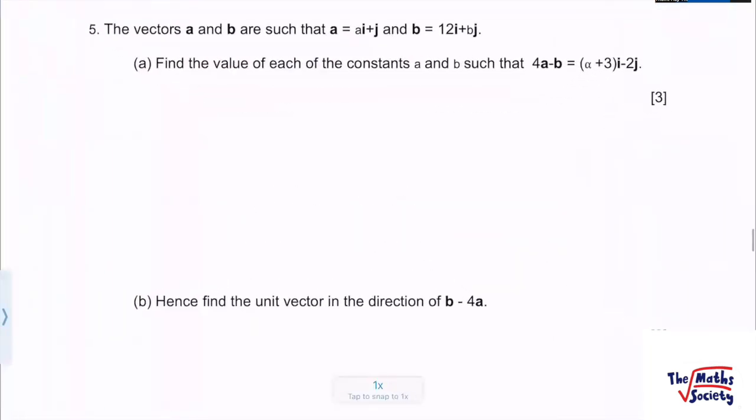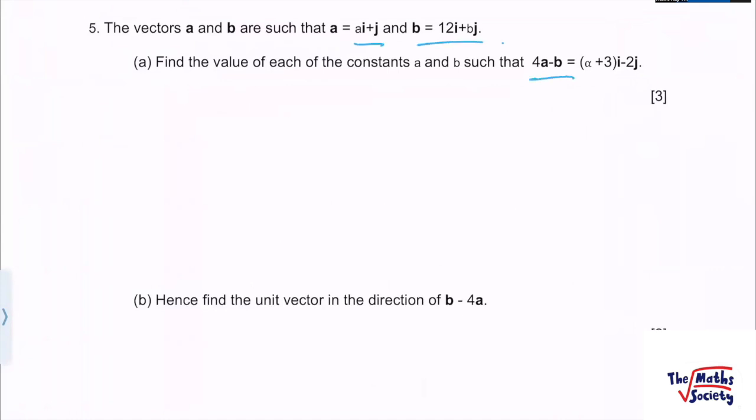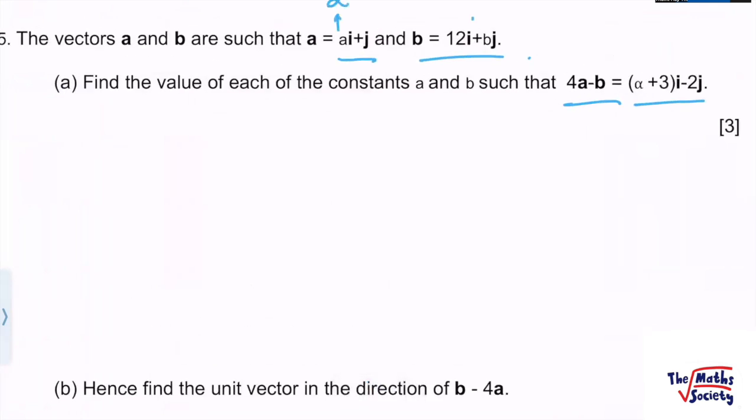So we see that the vectors a and b are given such that a is equal to ai plus j and b is 12i minus bj. So we need to find that for 4a minus b is equal to alpha plus 3, i minus 2j. So we're going to just change this a into alpha and this b into beta just to make things clear. And we say that for 4a minus b, right? So we know that we're going to have 4a, which is 4 alpha i plus j, and then minus b, which is going to be 12i minus beta j. That's equal to alpha plus 3i minus 2j.